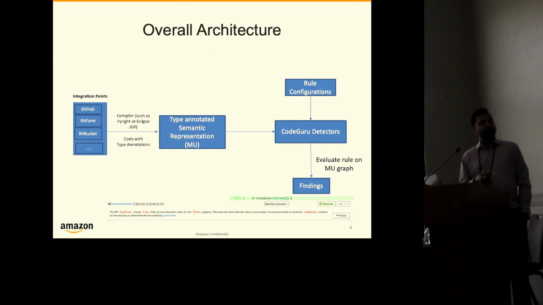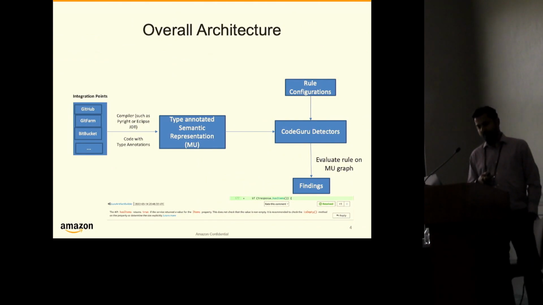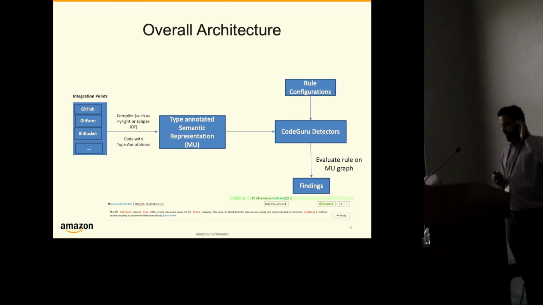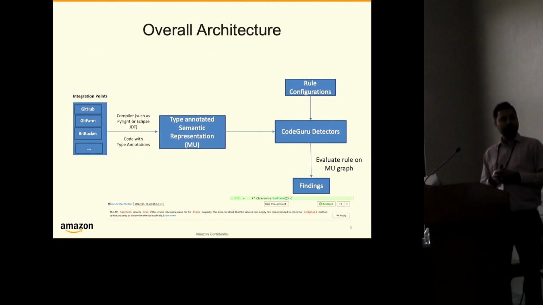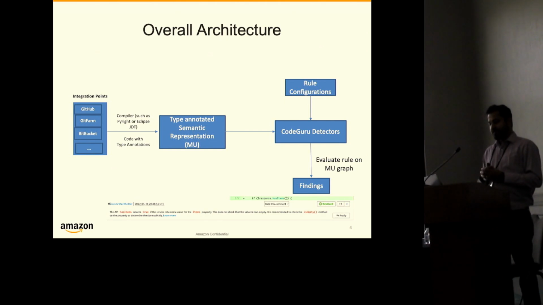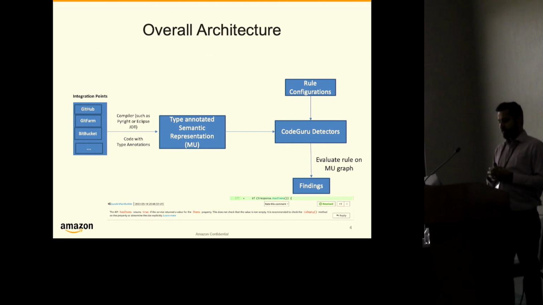So let's talk about the overall architecture of CodeGuru. I have made this slide very simplified, but behind the scenes, many things have to work in coordination to make this a successful program analyzer. As I said, there are different integration points: GitHub, GitFarm, Bitbucket, AWS CLI, and so on. You can imagine we extract the code from there. There is a compiler in the front end. For Python, compilers like Pyright, or for Java, it's Eclipse JDT. This gives the abstract syntax tree.